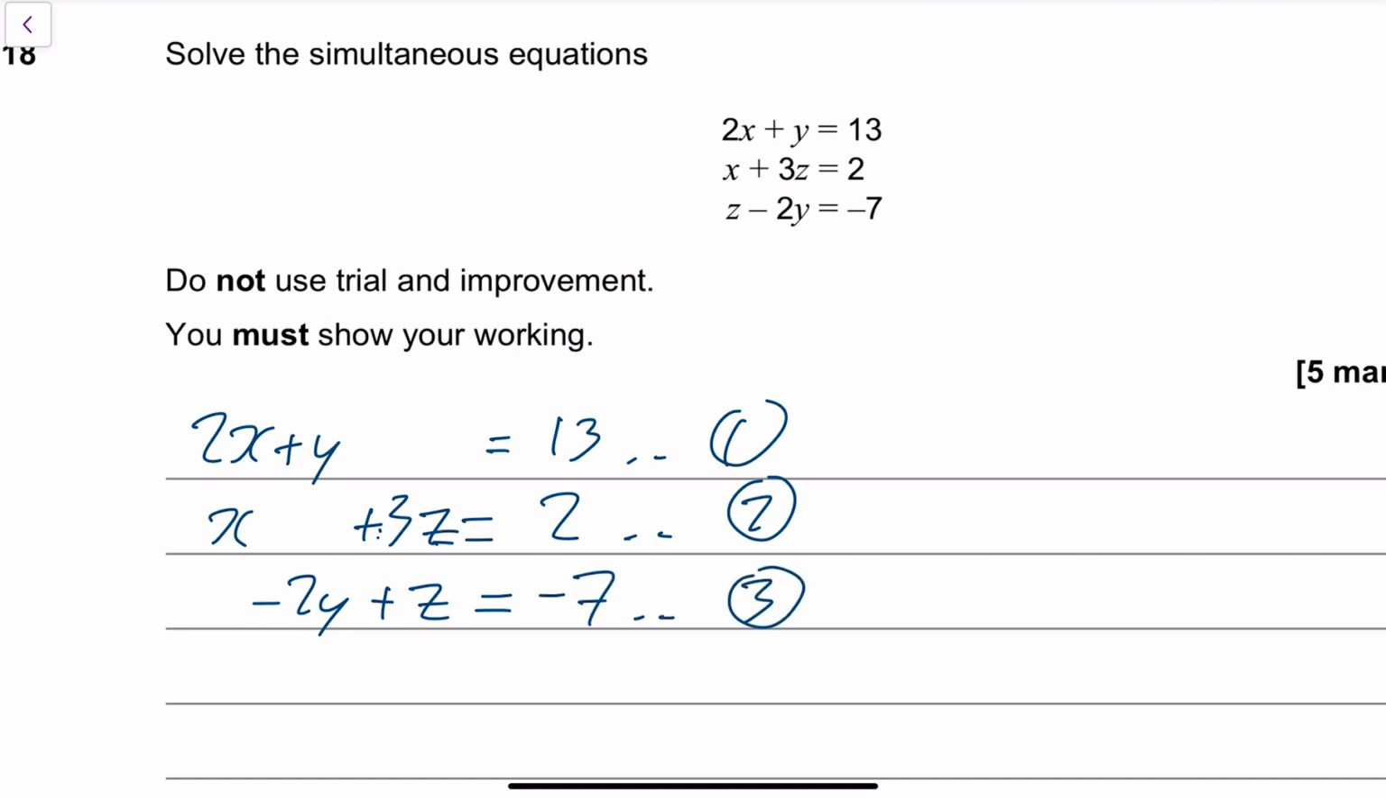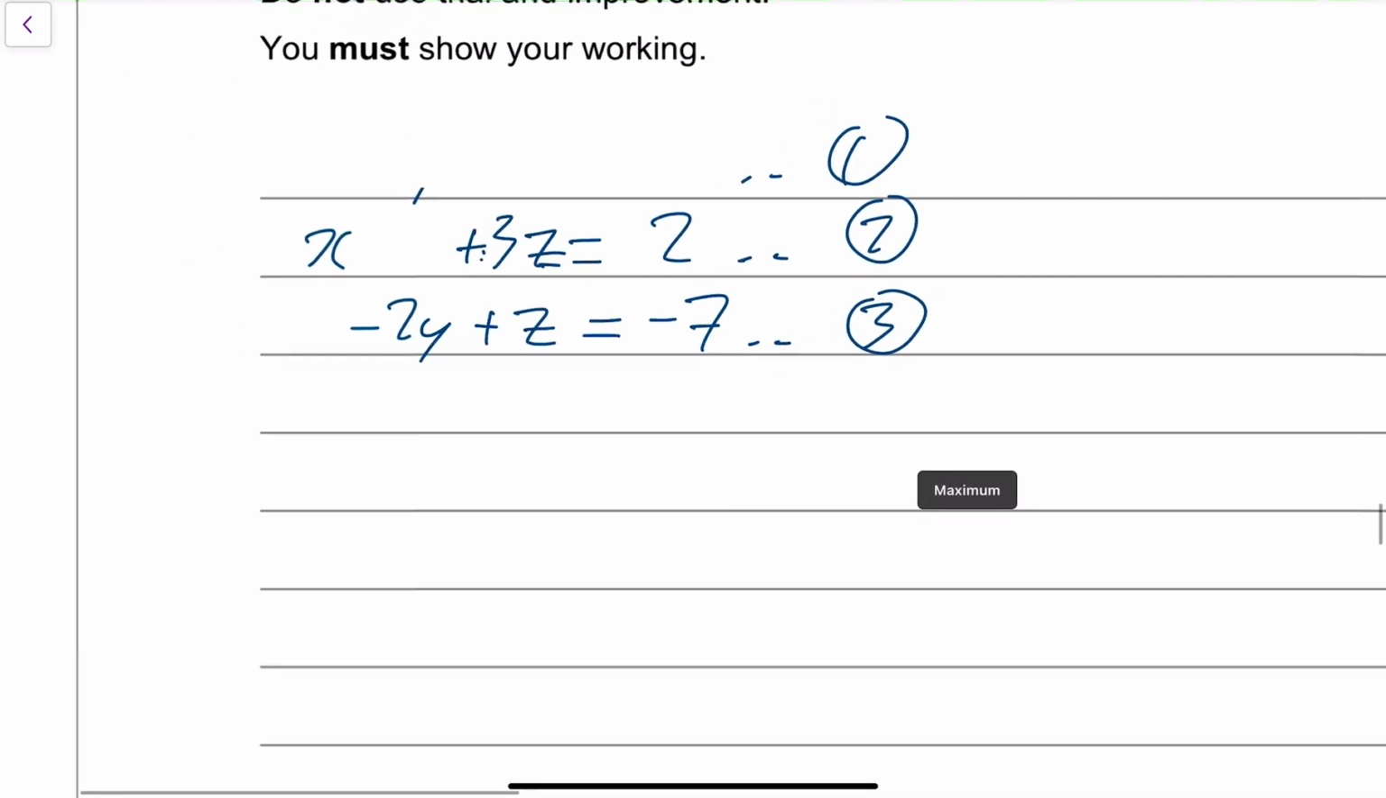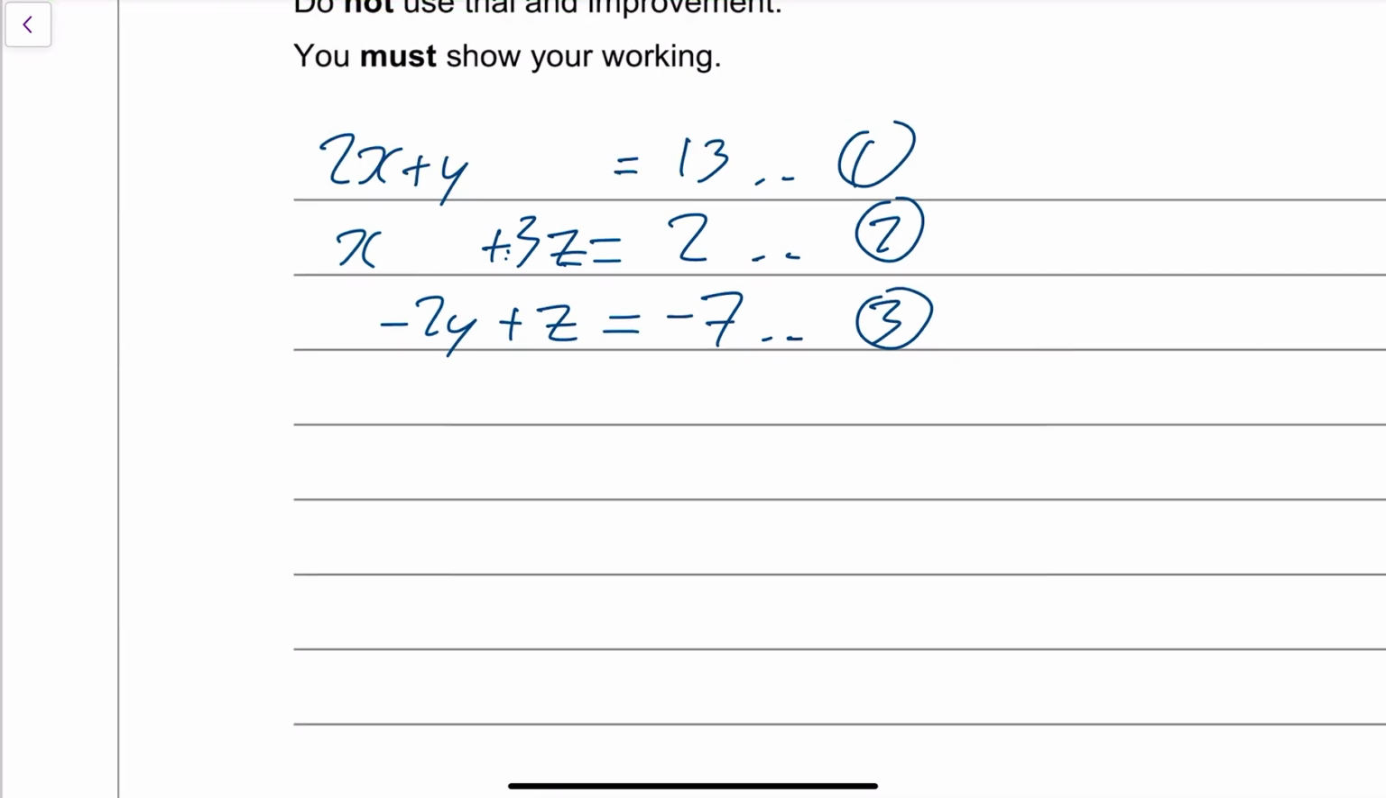Okay. Whatever way you want to do it, there's no easier way of doing it. You could get rid of the y's or the x's or the z's just as easily. So I'm going to get rid of the x's. I'm just going to write that down, just say eliminate x.